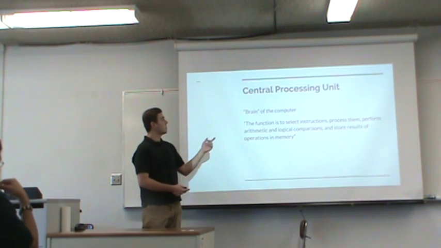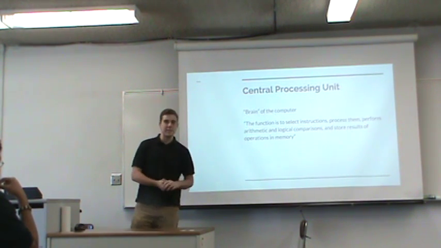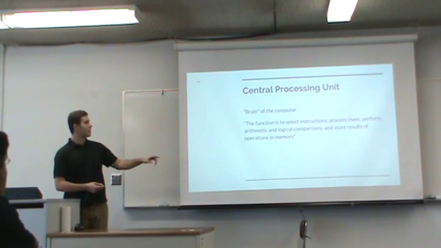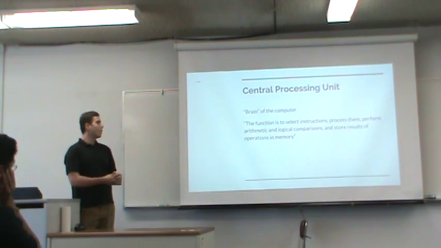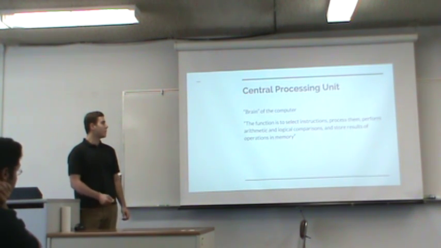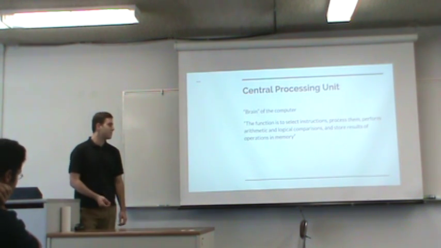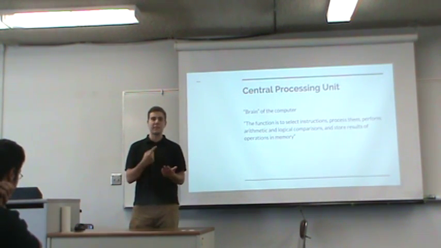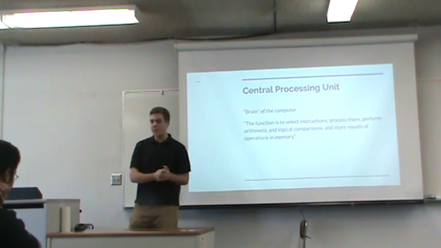So the first thing is the CPU, or the central processing unit. It's the brain of the computer. My source kind of summarized it as the function is to select instructions, process them, perform arithmetic and logical comparisons, and store results operations. So that's a lot of words, but basically the CPU is going to perform calculations endlessly, really fast, lots of calculations.